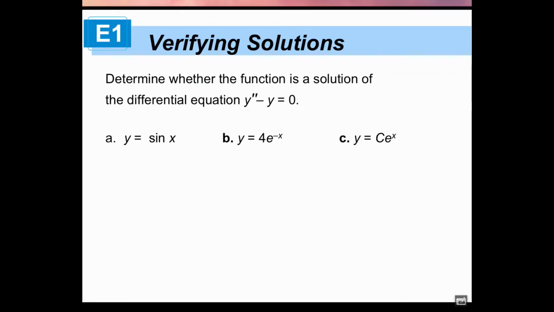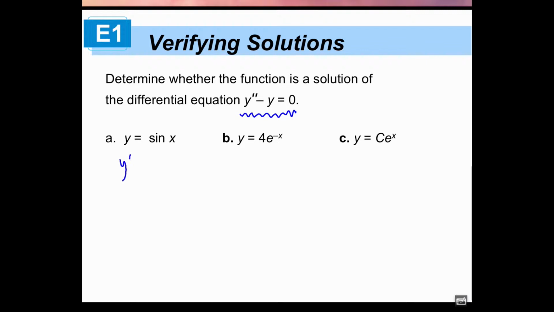So we have this differential equation here. Y double prime minus y equals 0. I would like to know which, if any, of these equations satisfies that differential equation. Does that question make sense? Okay. So for instance, in part A, we have y equals sine of x.